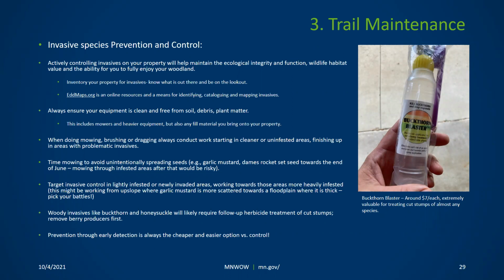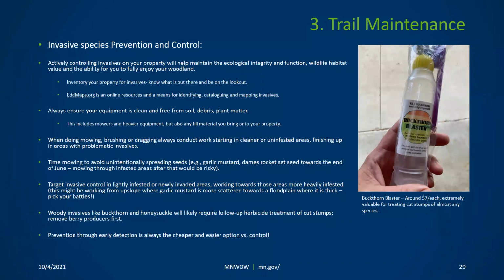So I give the example here of, say you have garlic mustard or Dame's rocket. They're setting seed through June, and the seed's getting viable towards the end of June. And if you go through and mow in July, you're going to be shattering seed everywhere and trailing it all over your property. And what might have been a small problem is going to turn into a much larger one.